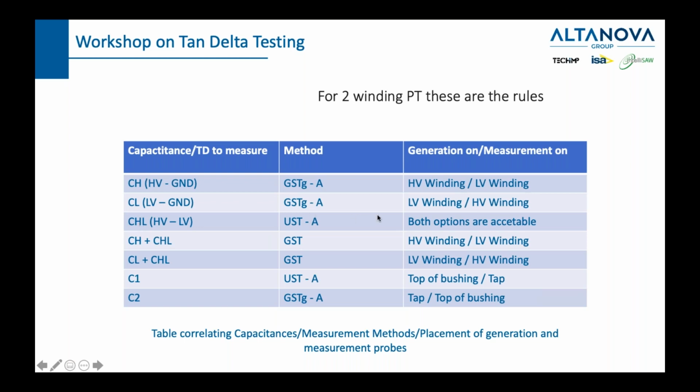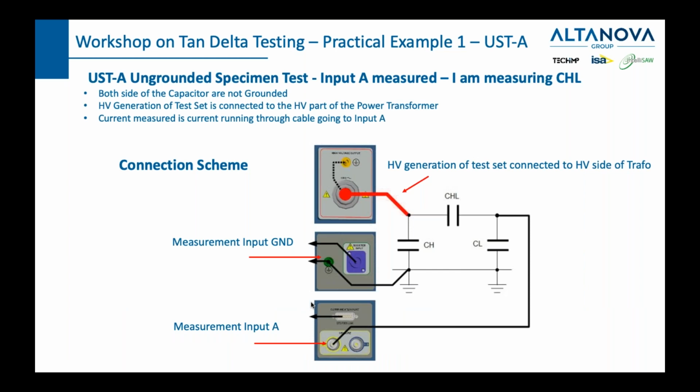CHL can be measured from the high voltage and the low voltage side, and it will use a UST method because it is ungrounded. It is not touching the ground at any point. And if we want to measure CH plus CHL, we'll use a GST, and we can either connect to the high voltage and measure on the low, or connect to the low and measure on the high for CL plus CHL. C1, also nothing touching the ground, we use a UST-A, generate on the top of the bushing and measure on the tap, and C2, we generate on the tap and measure on the top of the bushing using the GST-GA method.